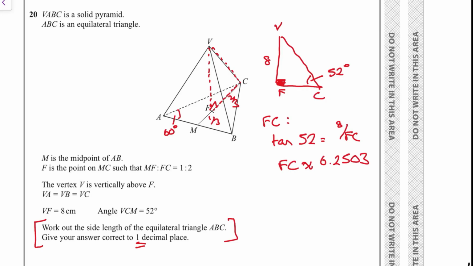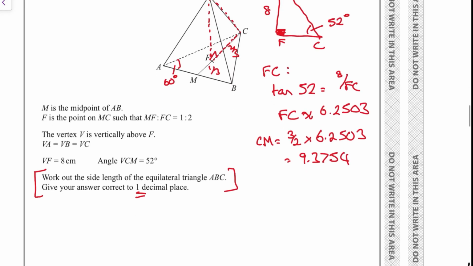Then, remember what I said, I'm going to work out C to M. So C to M is going to be 3 over 2. I'm basically ratioing it up. So I know C to F is 2/3. So 3 over 2 gives me the whole C to M times this value here. Now it's still in my calculator, so I'm just going to do answer times 1.5, which gives me 9.3754.